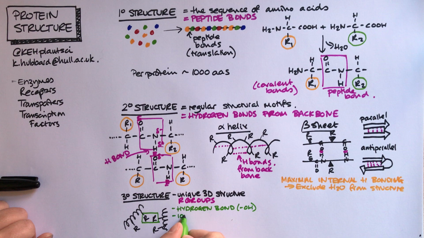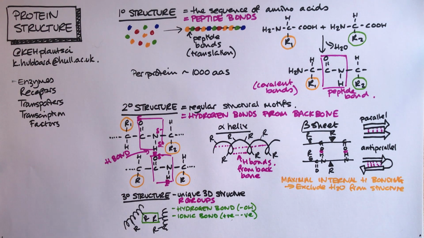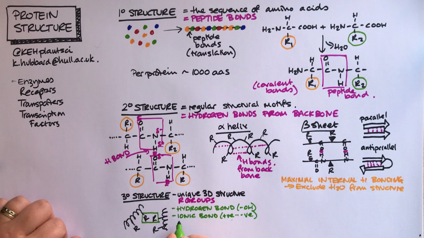You might be able to form an ionic bond, which is where you've got something positive that is attracted to something negative. If you look at the amino acid video, you'll see that there are amino acids that are positively charged and amino acids that are negatively charged. A lysine, for example, which is positively charged, might be attracted to an aspartate, which is negatively charged. If those two amino acids are there, they'll form an ionic bond.